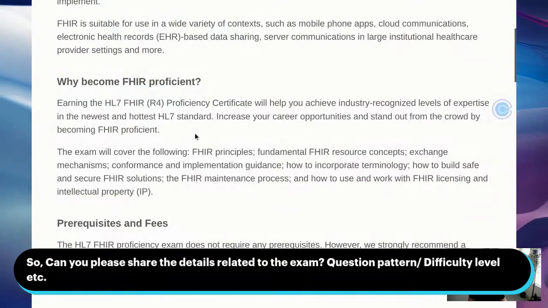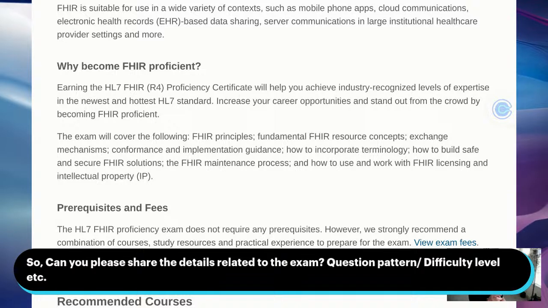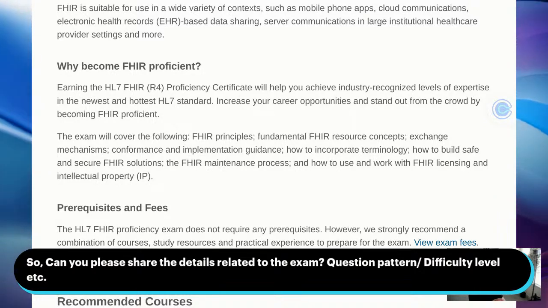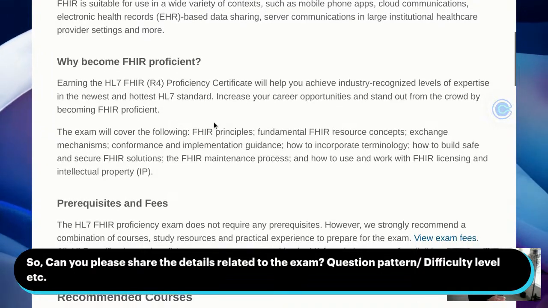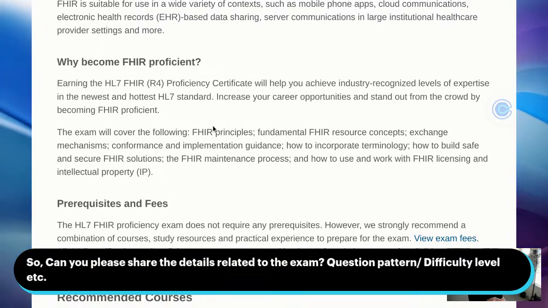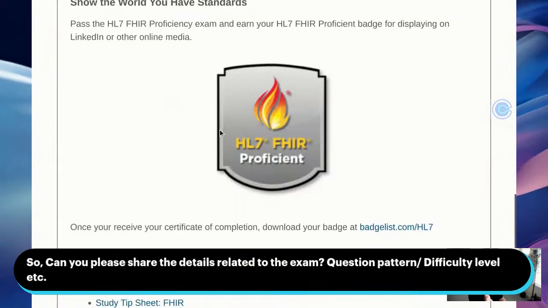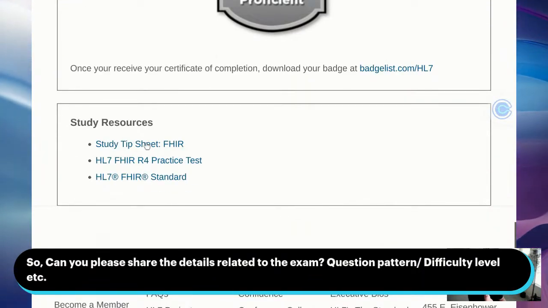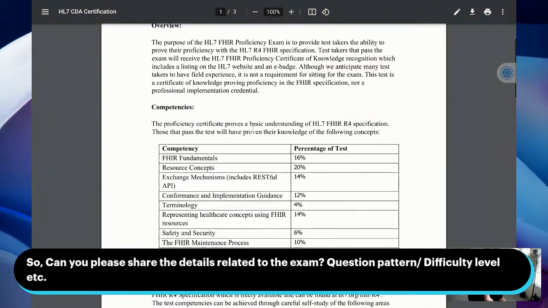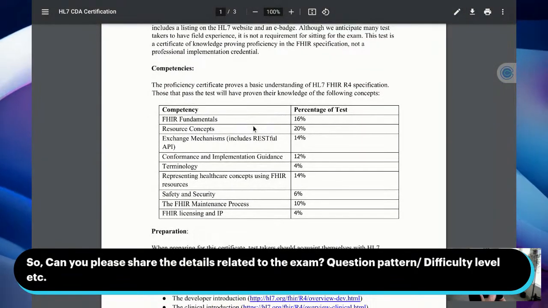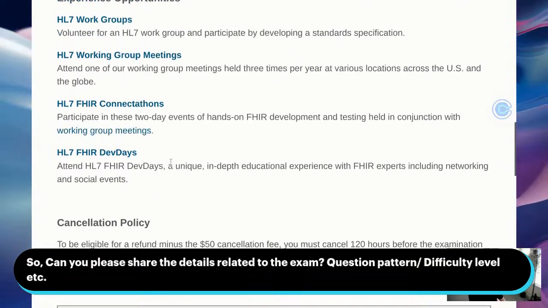So if I go back to the R4 exam, you have a few questions here. One is the details, which I'm just not going to answer because you're not allowed to talk about the exam. What I will talk about are your other two questions, question pattern and difficulty level, because they're listed on the website. So I'm just sharing what HL7 is sharing. And they have this study sheet right here. This is what I used, and it's also what the course teaches. Sorry for jumping around.